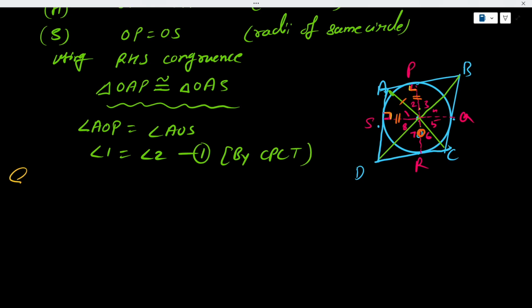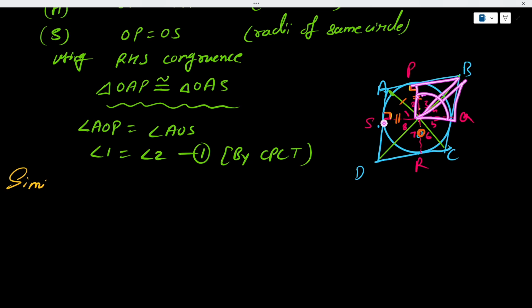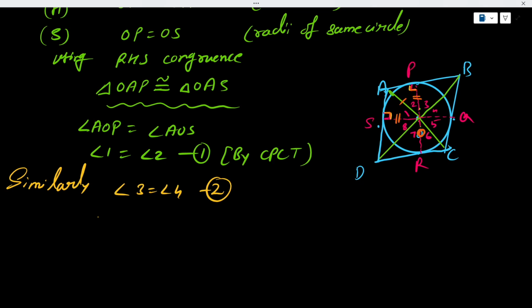Similarly, we don't need to prove the similarity again. If you take the other pairs of triangles, angle 3 will be equal to angle 4. If you take these two triangles, then 7 will be equal to 8. If you take these two triangles, then 5 will be equal to 6. So you can write similarly angle 3 equals angle 4, number 2, then angle 5 equals angle 6, number 3, and angle 7 equals angle 8, which is number 4.